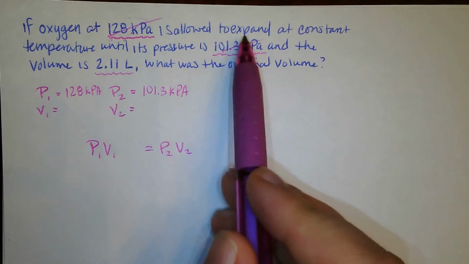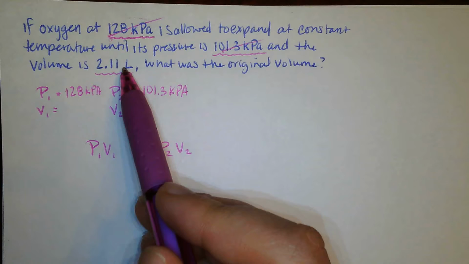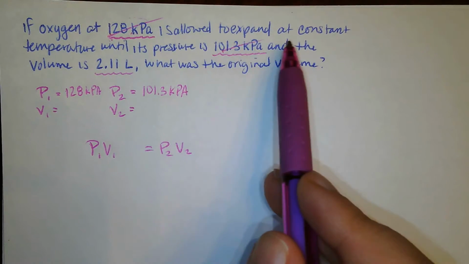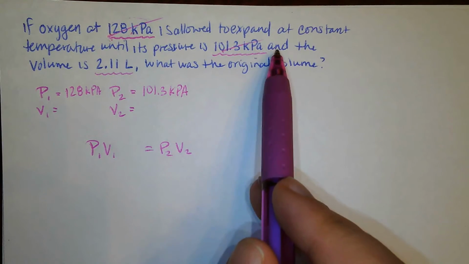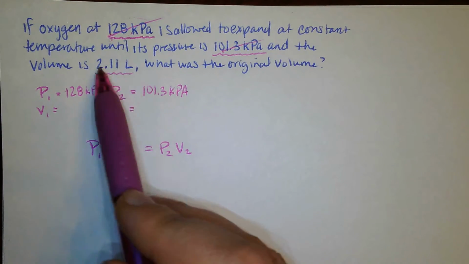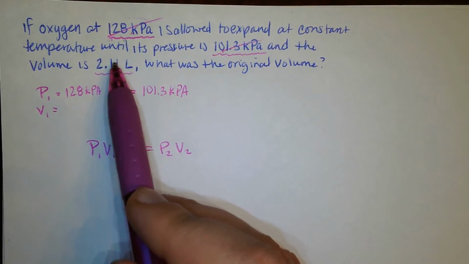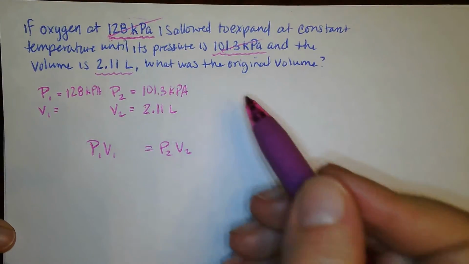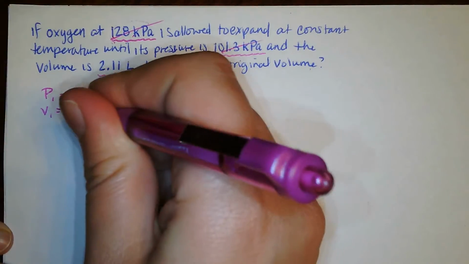The volume is 2.11 liters. Is this the starting amount or the ending amount of the volume? And you really have to read this. If oxygen at 128 kilopascals is allowed to expand at constant temperature until its pressure is 101.3 kilopascals and the volume is 2.11 liters. So the 101.3 and the 2.11 liters, they go together. And then if we read this last part, what was the original volume? That's V1. That's our question mark.